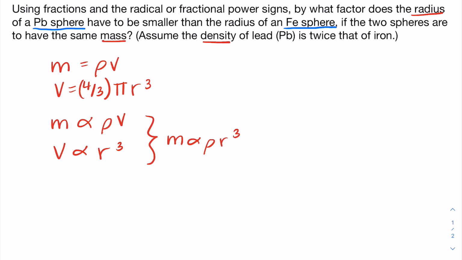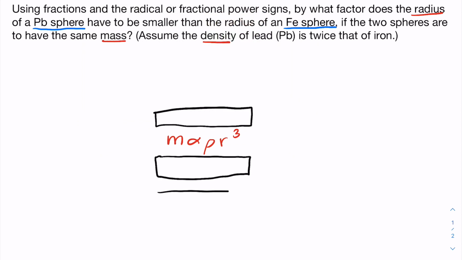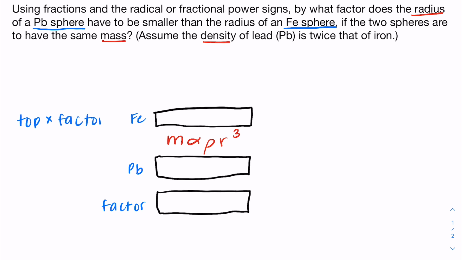Great, so now we have our proportionality expression. So again, you'll want to put one box on top and two boxes below the expression. So looking at what we're comparing again, we have the lead sphere and the iron sphere, and we're supposed to find out information about the lead sphere. So you're going to want to put the iron sphere on top and the lead sphere in the middle box. And then once again, the factor line is always going to be at the bottom. And just as a reminder, the way this works is the top box times the factor box equals the bottom box. So the iron times the factor is equal to the lead.